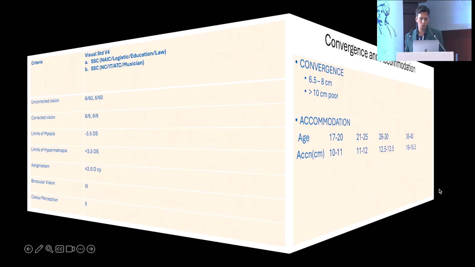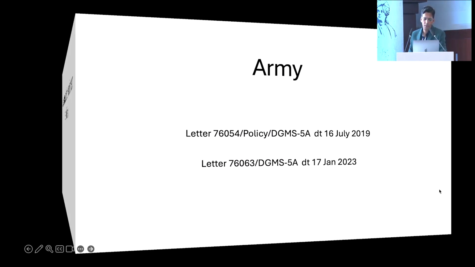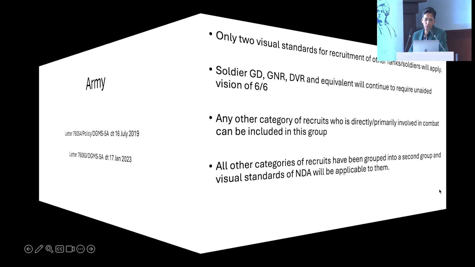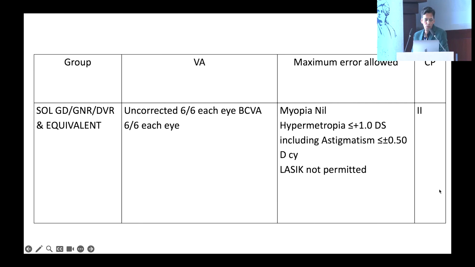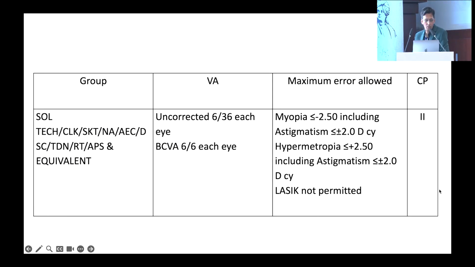Okay. So I'll just show one more slide of Agniveers. In the army, there are the normal soldiers, and then there are Agniveers. For normal soldiers, there are only two visual standards of recruitment of other ranks. The soldier GD, gunner and driver and equivalent will continue to require unaided vision of 6/6. The other category of recruits have been grouped in the second group, and they will require the NDA vision standards. This is the first group where the unaided visual acuity has to be 6/6 in both eyes, and this is the other group where the soldier technical, clerk, SKT, nursing assistants will require unaided visual acuity of 6/36 correctable to 6/6 with myopia of 2.50 and astigmatism of plus minus 2 diopter cylinder, and LASIK is not permitted in these.